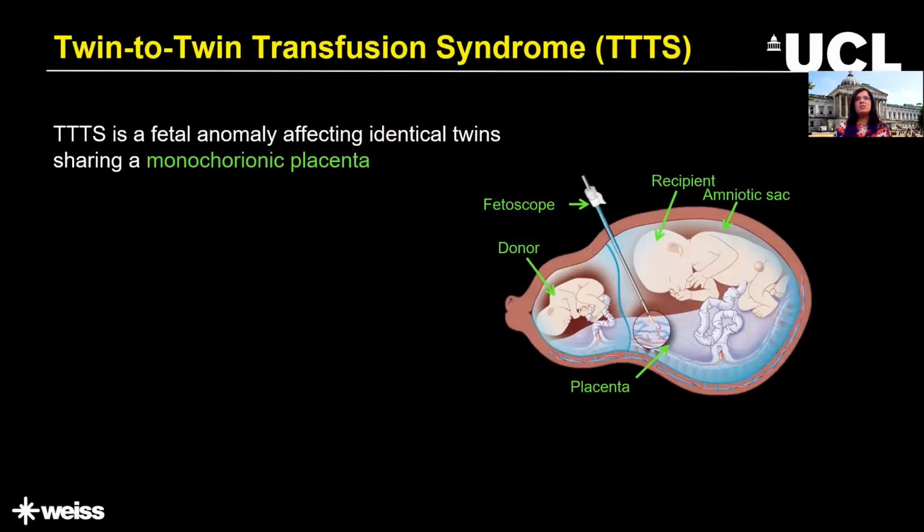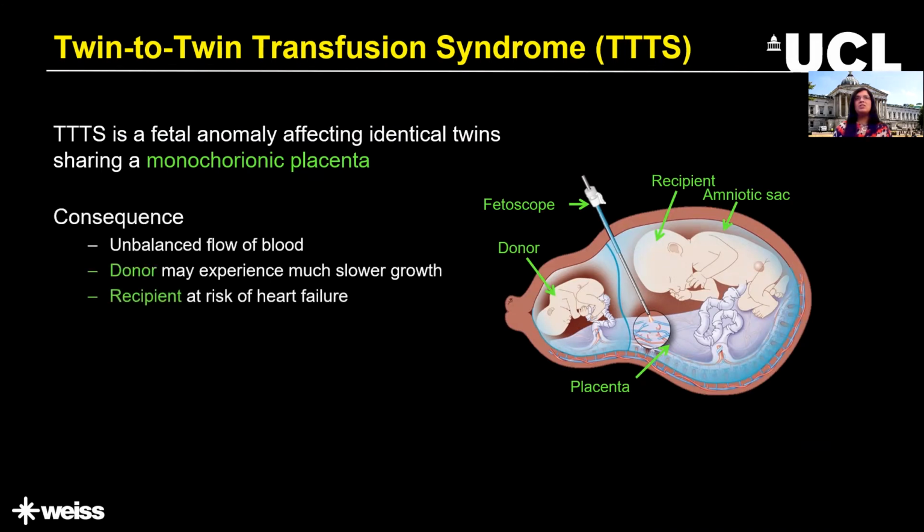Twin-to-twin transfusion syndrome is a fetal anomaly affecting identical twins sharing a monochorionic placenta, which results in unbalanced flow of blood between the two fetuses. As a result, the donor may experience much slower growth compared to the recipient, while the recipient is at risk of heart failure.